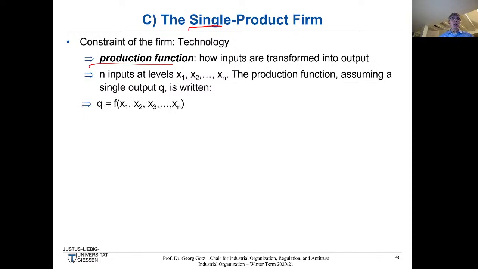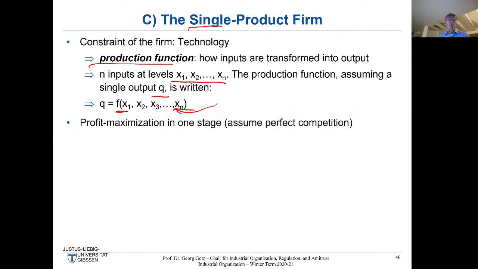If we have a single output, which is called Q, and n different inputs, x1 to xn, so capital, labor, electricity, some raw material, and so on, we get some functional relation which tells us, if I put in this amount of a certain input, what is my output. And of course, I want to maximize profit, and I can do that in two different ways, which I'm going to present, or probably I will only present the first one today.